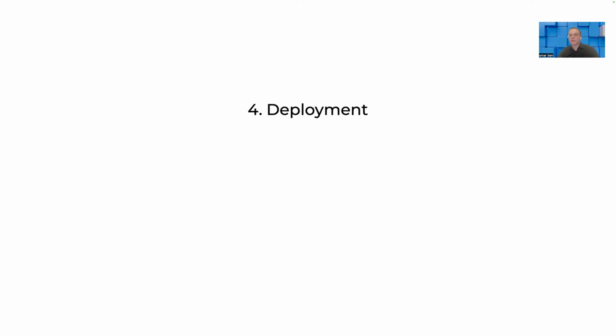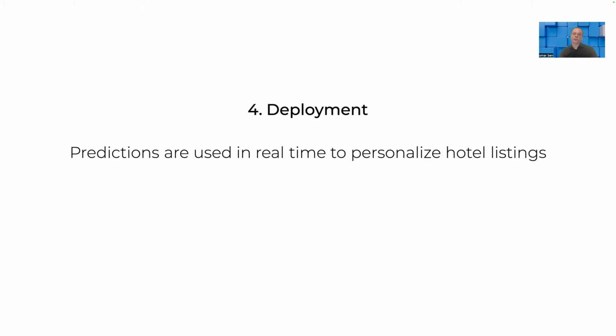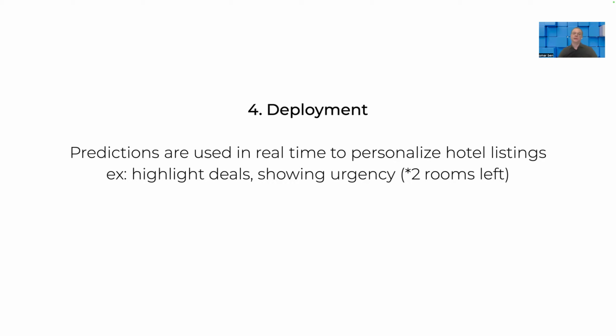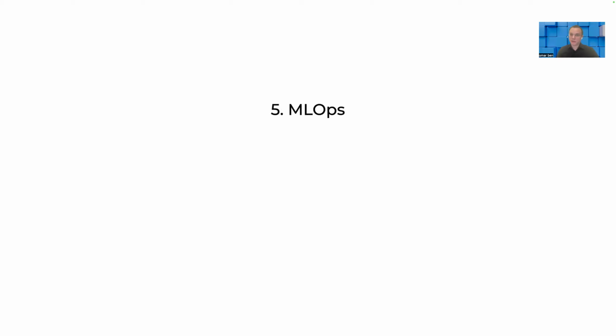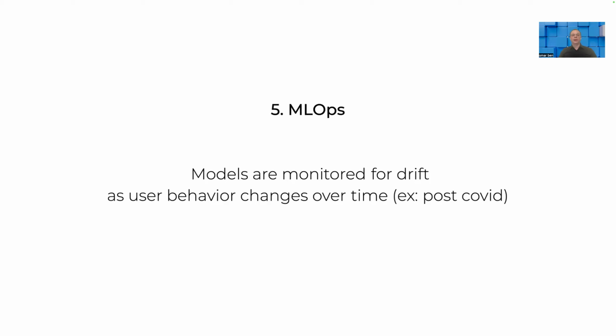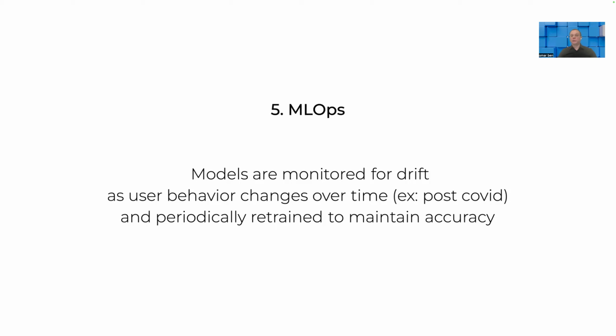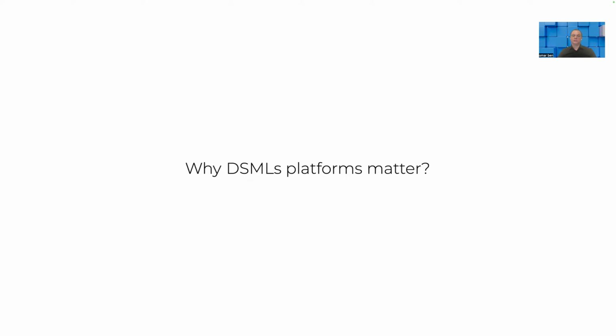And fourth is the deployment phase. So here we're doing predictions that are used in real time to personalize hotel listings. Example, we're highlighting some deals, or we're showing some urgency, like 2 rooms left for certain bookings, or offering discounts to hesitant users. And fifth is the MLOps part. So models here are monitored for drift as user behavior changes over time. Things like post-COVID are impacting these changes and periodically retrained to maintain accuracy.